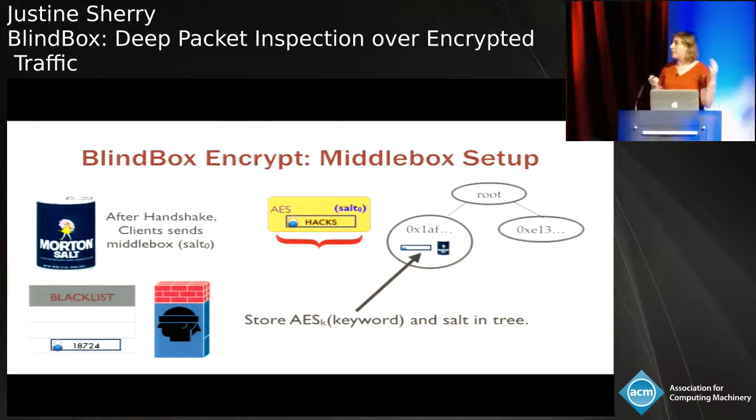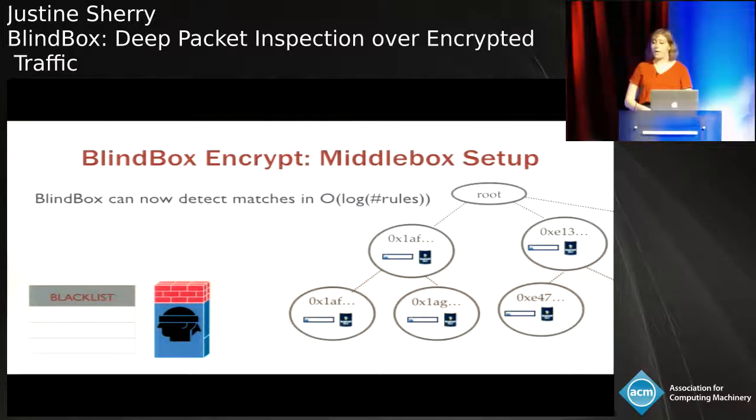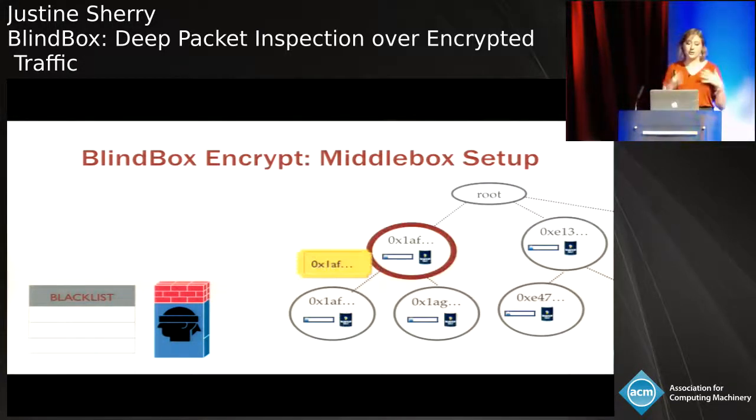Alongside the data that is encrypted, we're going to store the keyword and the salt next to it. Now that we have this search tree, the Middlebox can detect matches in order log number of rules because we've sorted the search tree according to the encrypted value. So when a token comes in, we find the node in the tree that matches in log number of steps. And then if we have a match, we can follow our normal order of operations.